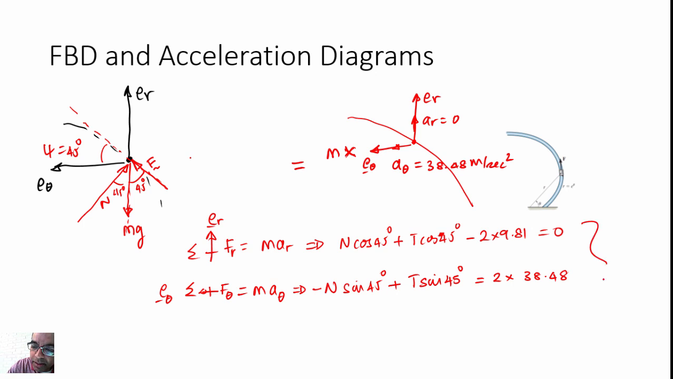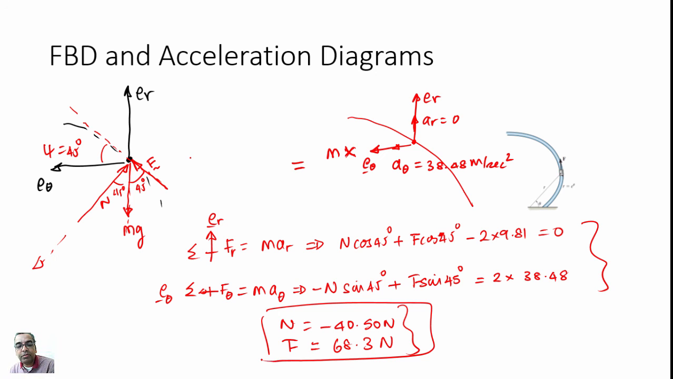So solve for N and T. N will turn out to be minus 40.54 newtons. That means it's not pushing out, it means it was actually this way, and I just got the direction of the arrow wrong, but that doesn't matter because my force will show it. And the force, not T, it's F. So F turns out to be 68.3 newtons. See how this process goes, right?